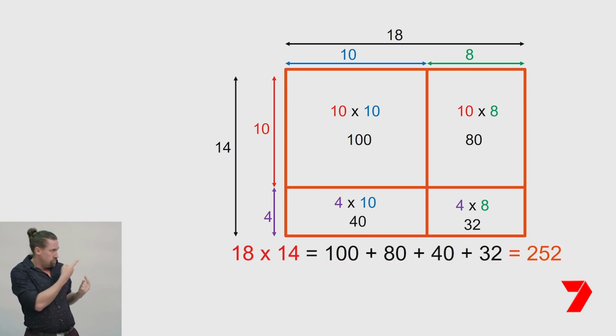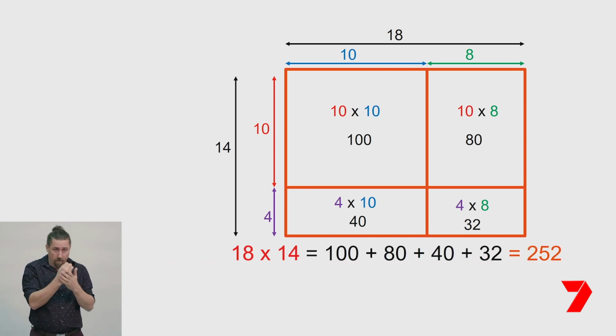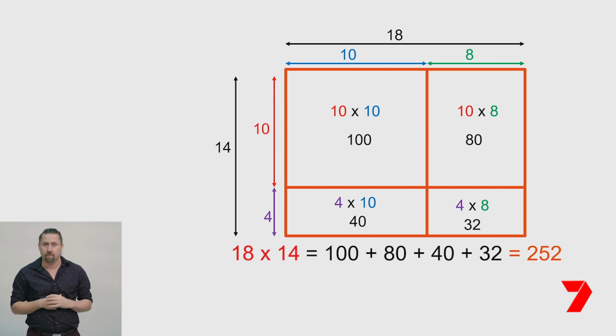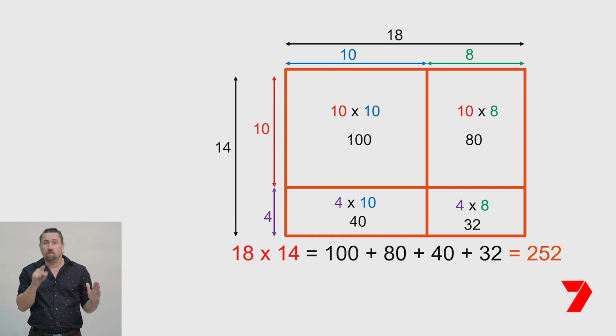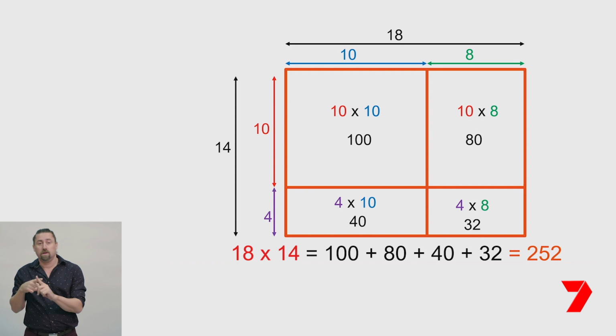We recombine the parts to find the total for 18 multiplied by 14. 100 add 80 is 180. Add 40 is 220. Add 32 is 252.